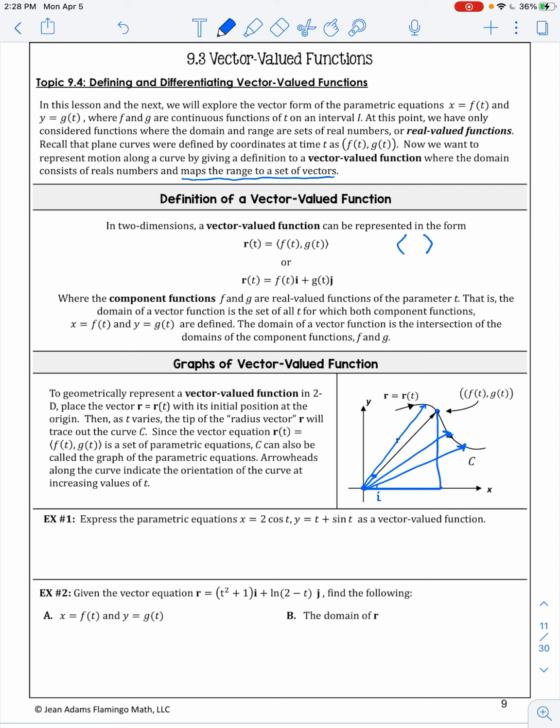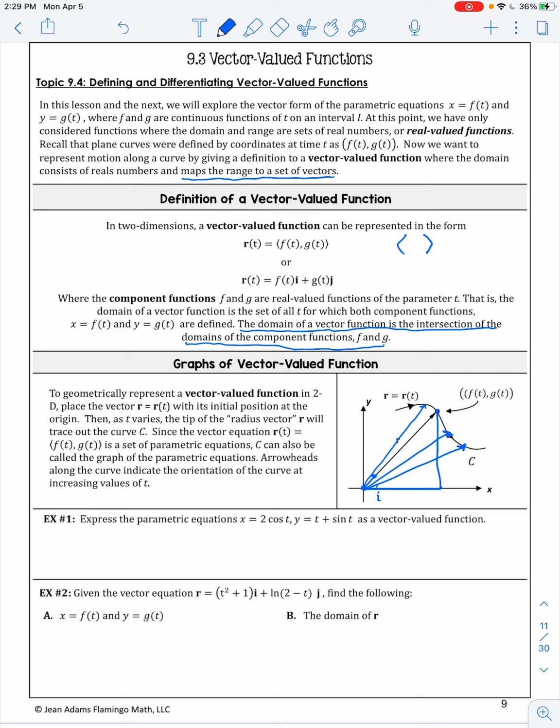So the component functions f and g are real valued functions of the parameter t. That is, the domain of a vector function is the set of all t for which both component functions x equals f of t and y equals g of t are defined. So the domain of a vector function is the intersection of the domains of the component functions f and g. We will talk about what that means in our examples.